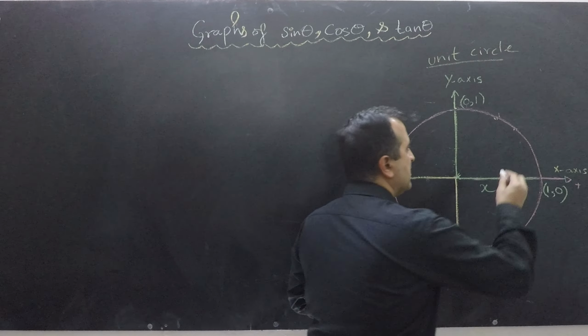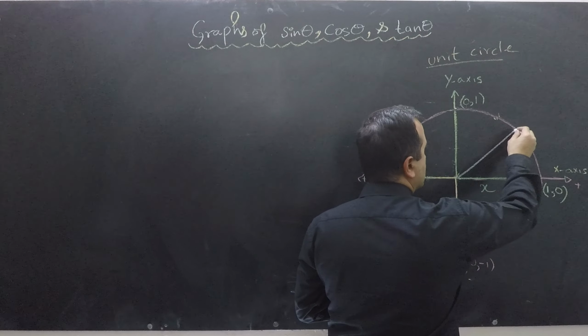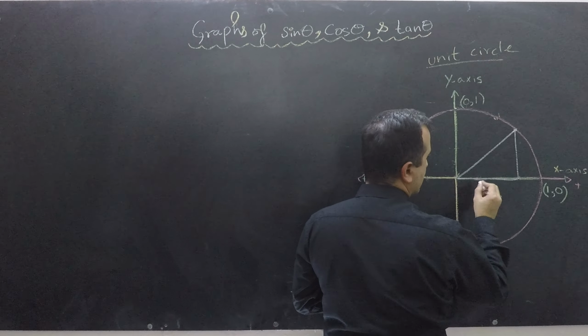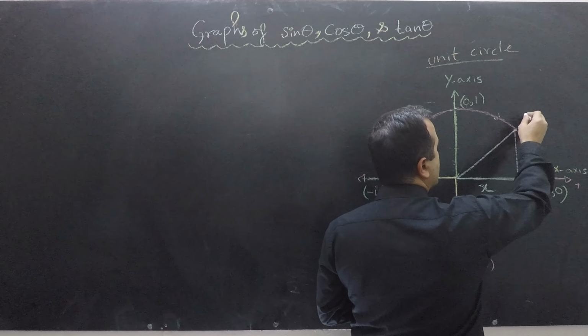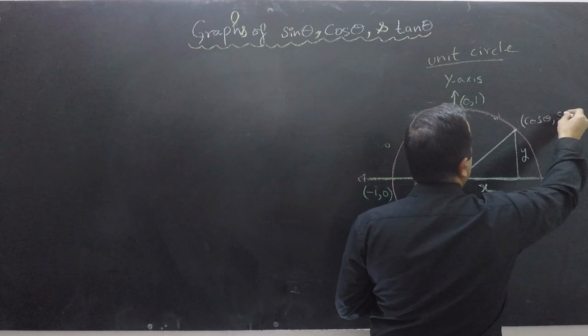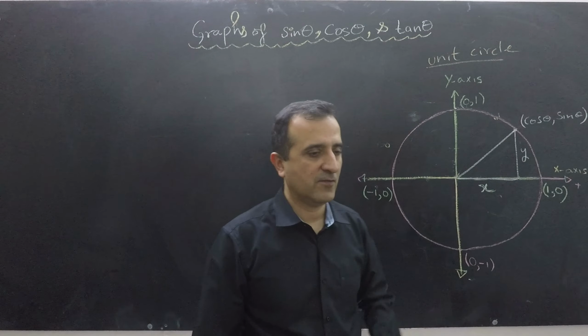So basically, if you are at this point, then at this point our x was cos theta and y was sine theta. So this point is cos theta comma sine theta. Our x is cos theta and y is sine theta.